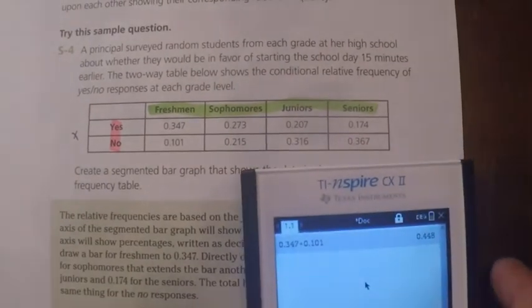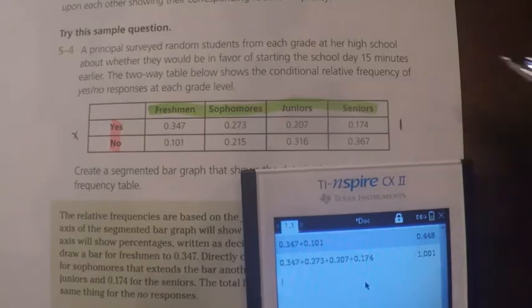So if we added up these four numbers, we should see that it's 1. So if we do 0.347 plus 0.273 plus 0.207 plus 0.174, we see that that does add up. So we see a little bit of difference there. That probably has to do with rounding, but that does add up to about 1 there.